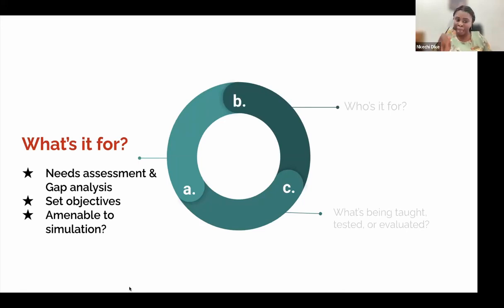Now, if you find the gap, you set objectives to say, okay, what are we trying to achieve with this gap? And what are we going to do to bridge this gap, or the needs that we just found? And finally, you ask yourself, are those gaps really amenable to simulation?